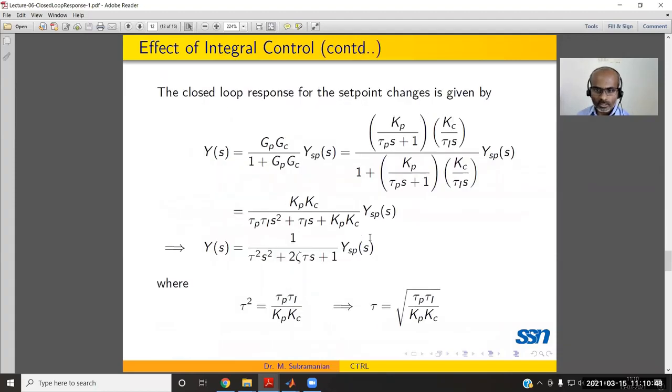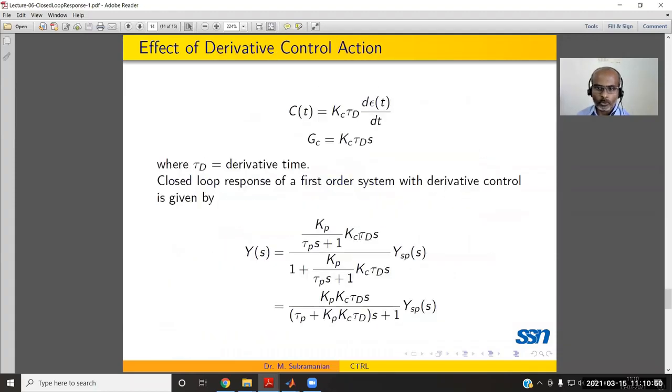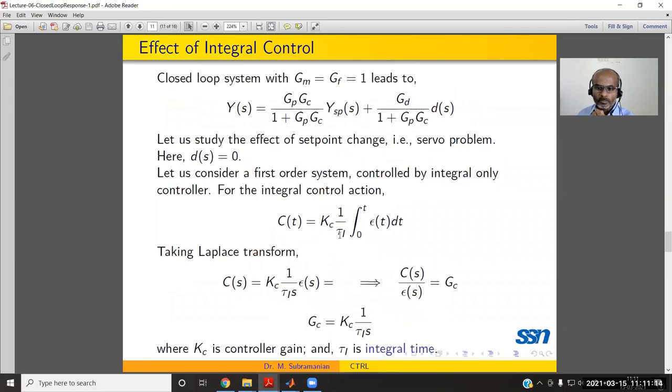Okay, today's topic is about derivative action. So what did we do with the derivative action in the loop? We look at the numerator, which consists of GC, GP and GM, and here we have 1 plus. We won't have GM in the numerator.